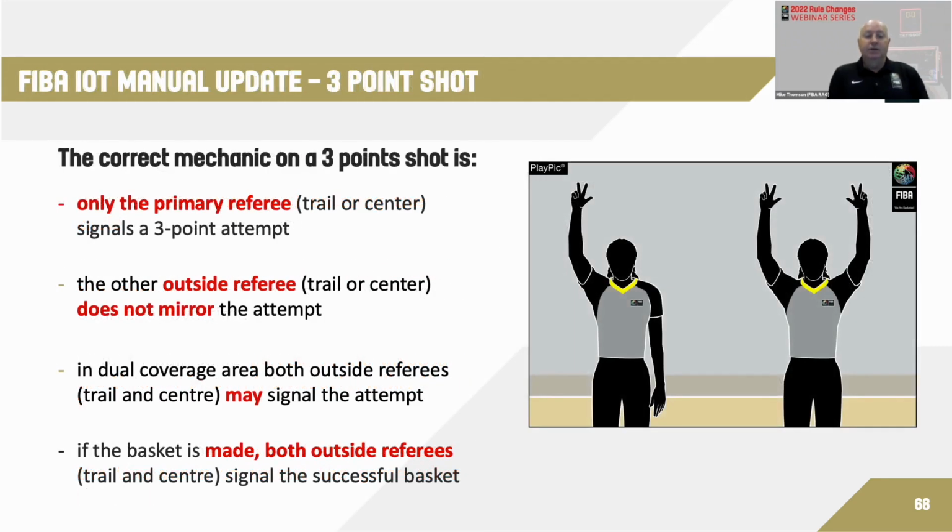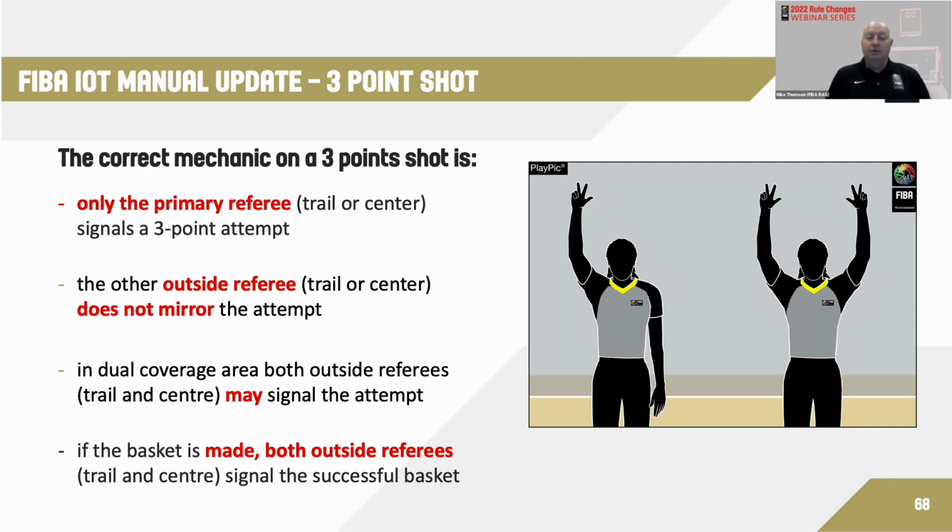The second IOT change is around the correct mechanic on a 3-point shot. We've made this change to clarify our communication with the scorers table. So on the attempt, only the primary referee, the trail or the center, shall signal the 3-point attempt. Only that official that is on ball responsible for that play. The other outside referee, the trail or the center, does not mirror the attempt.